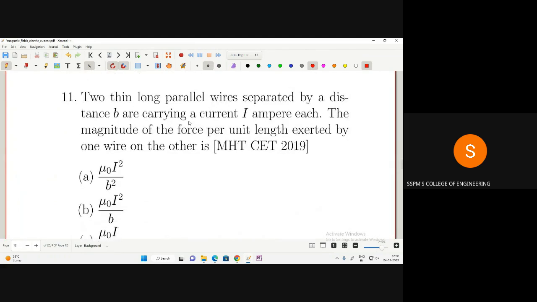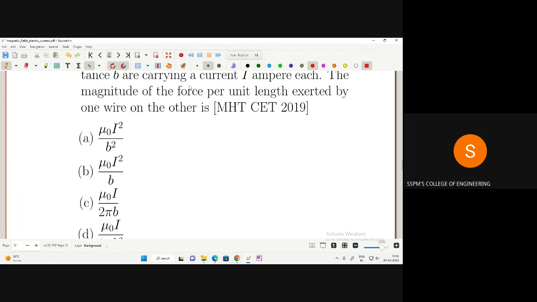Let us move to the next example. The next example is based on the Biot-Savart law. Two thin long parallel wires separated by distance b are carrying a current I ampere each. The magnitude of the force per unit length exerted by one wire on the other is given. Here two wires are given. First, use the Biot-Savart law to determine the magnetic field due to an infinite current carrying wire.